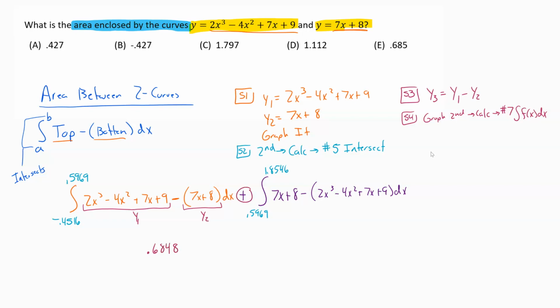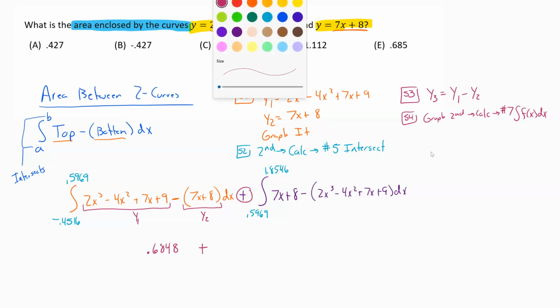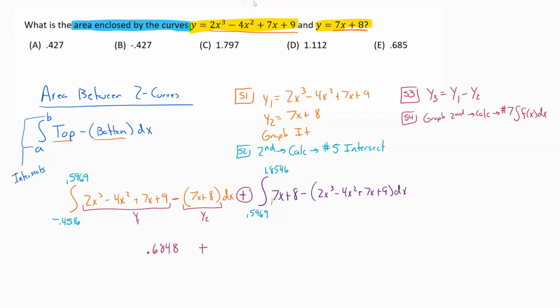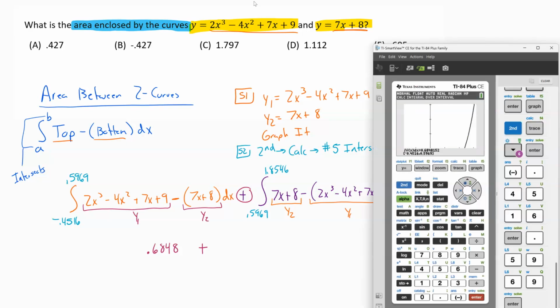Now we need to add to that the answer for this second integral. Coming over here, these things have now switched position. This is where my y2 graph is, and this is now my y1 graph. So we do the same process. Go into y3 and change it so that we have y2 minus y1. Then we graph, go second, calc, choose the number 7 option, integral of f of x dx, and we'll get our second part of the answer.